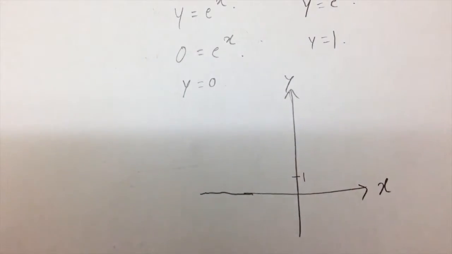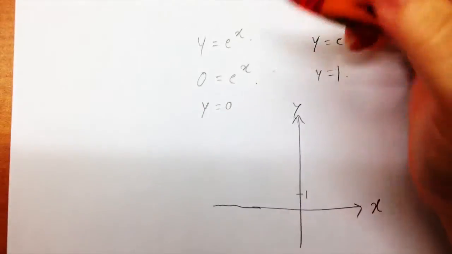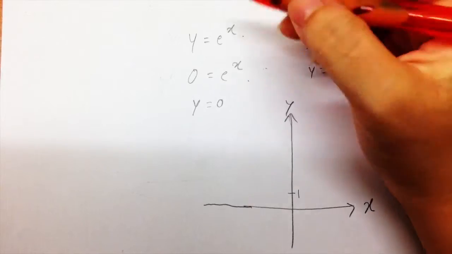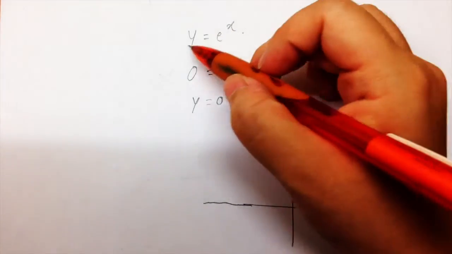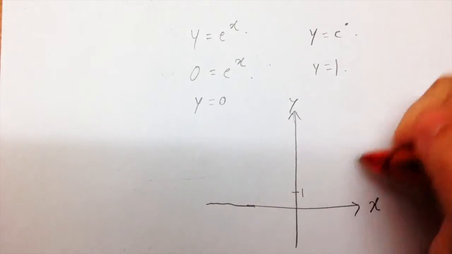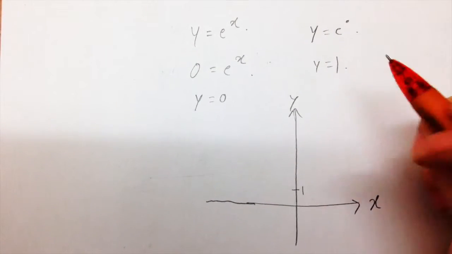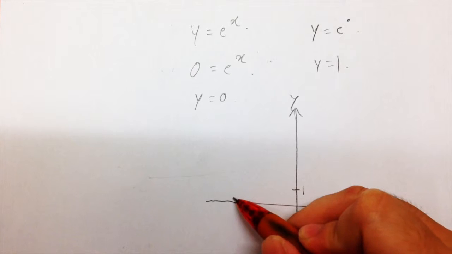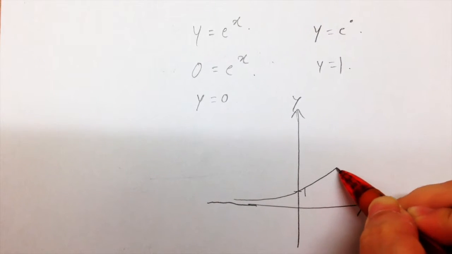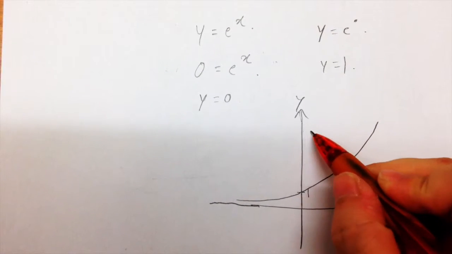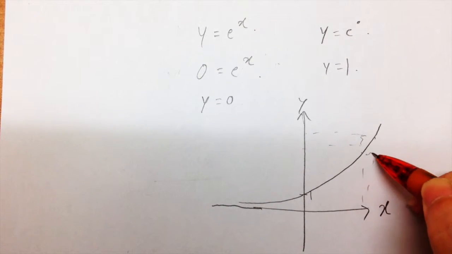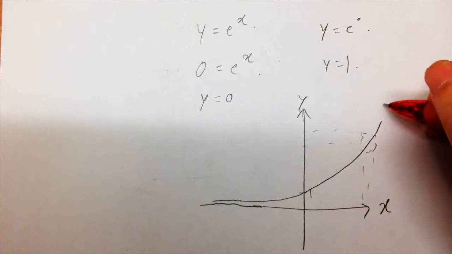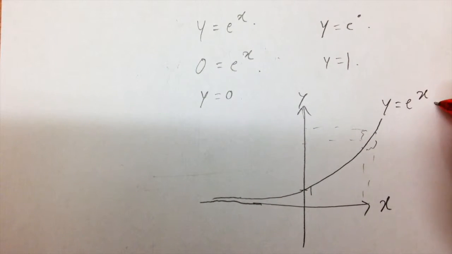So because of the equation y equals e to the power x, as x increases constantly, like 1, 2, 3, 4, y will increase faster and faster. So it will be a curve. As x increases constantly, y will increase faster and faster. As you can see, here y increases a lot more than x increases. So that's the graph of y equals e to the power x.